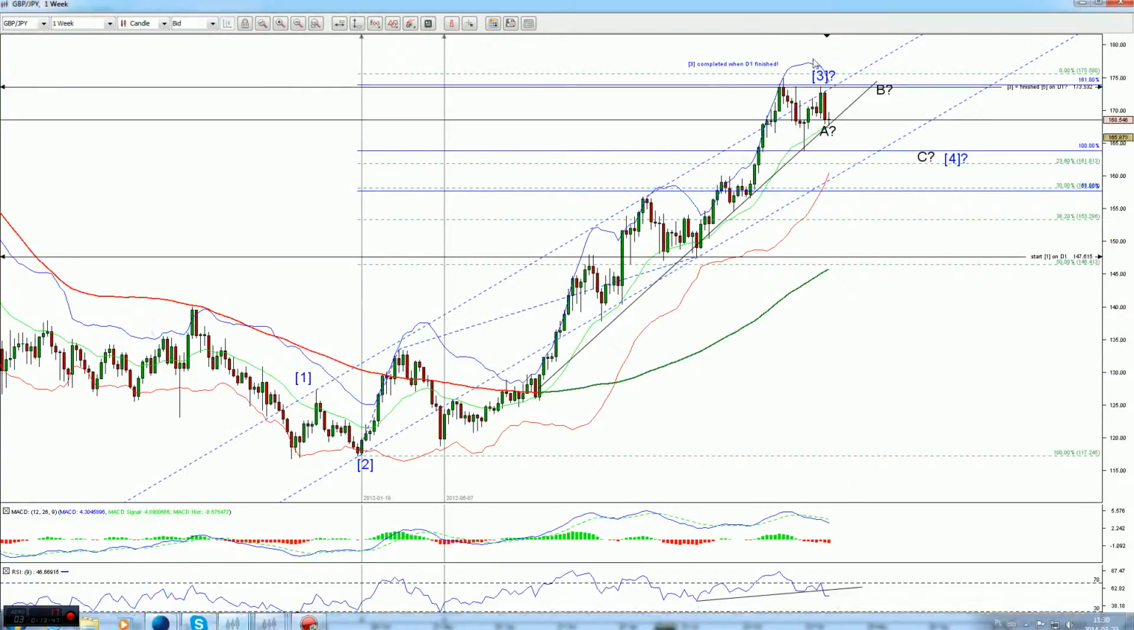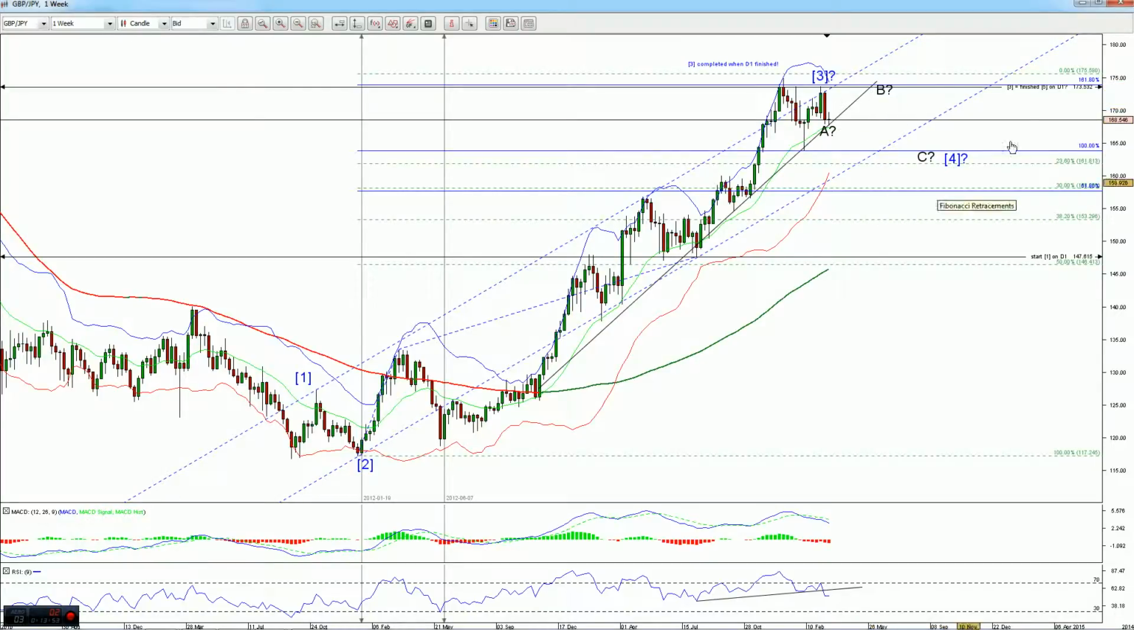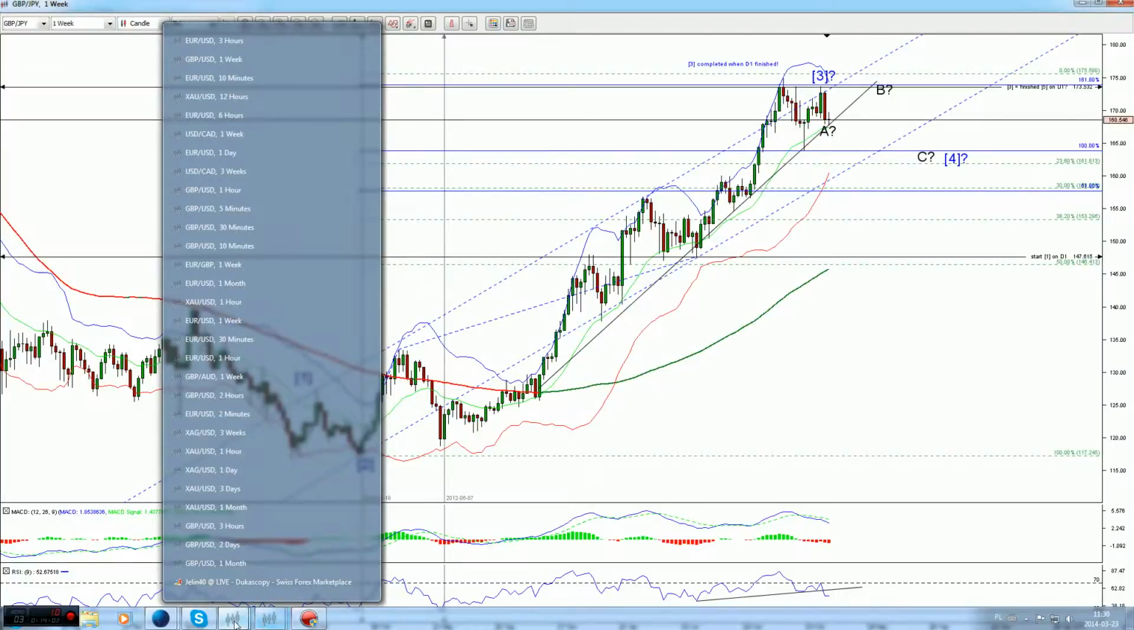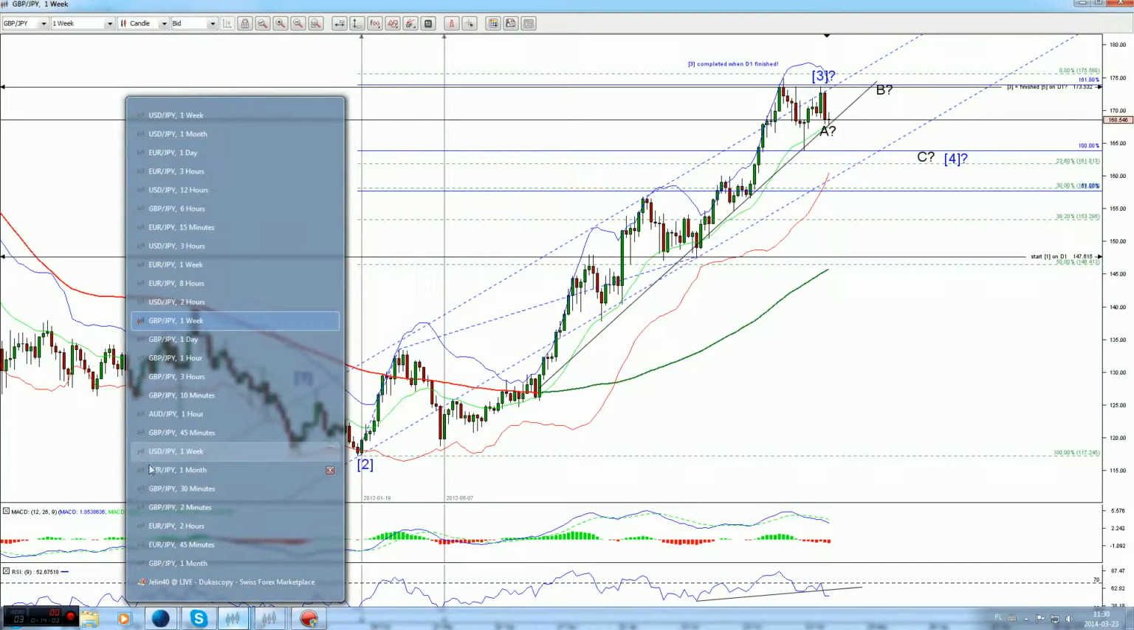Considering the weekly situation, we still may have an A, then a B, then a C. Okay, so this is pretty much my scenario for this Great Britain pound Japanese yen. Good. Let's go to the next currency pair I like to trade.